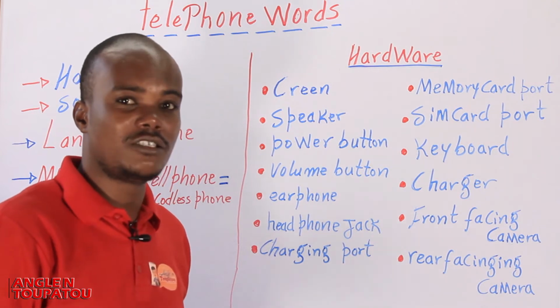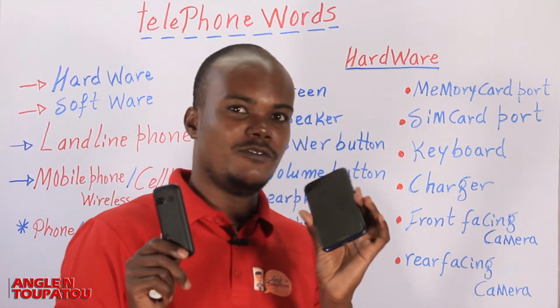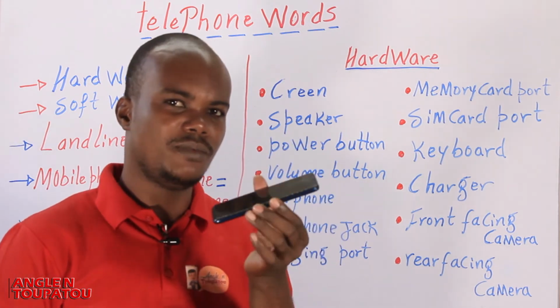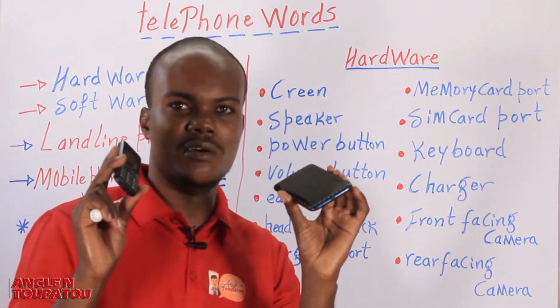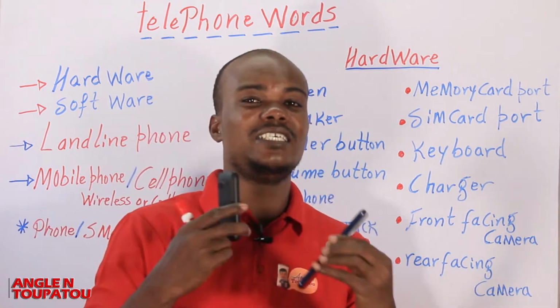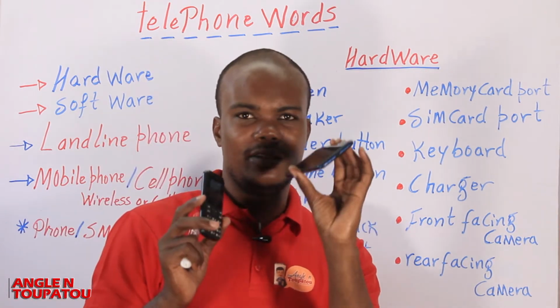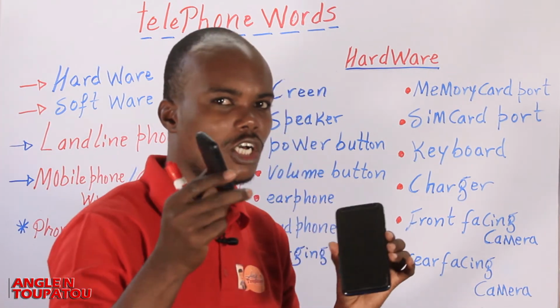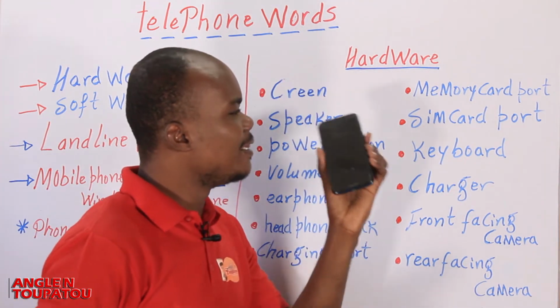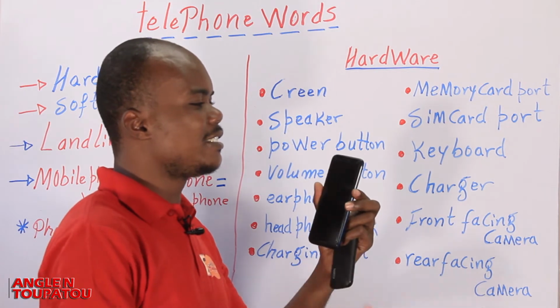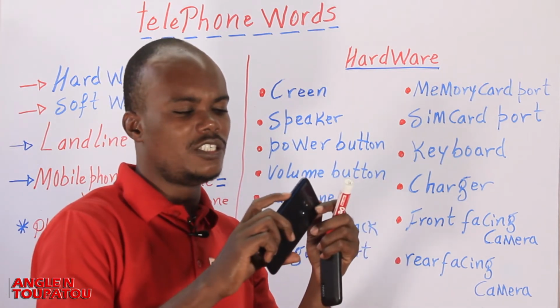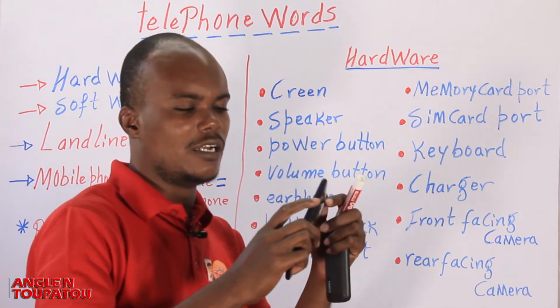Now, we're gonna go to the practice. We're gonna go with these telephones. This or that. Let me use a smartphone, because many people use smartphone, but me, I use both, because it's easy to have an empty battery with this phone. But I use this so that people can find me easily when you call me. Okay, let's go here with the button. You say the power button.